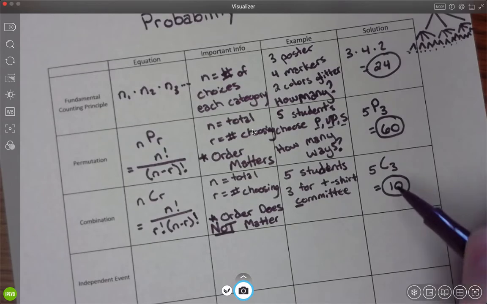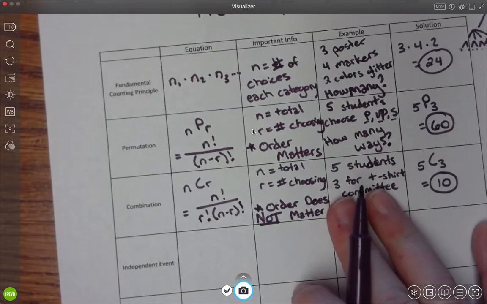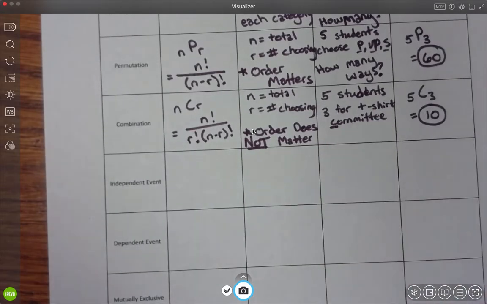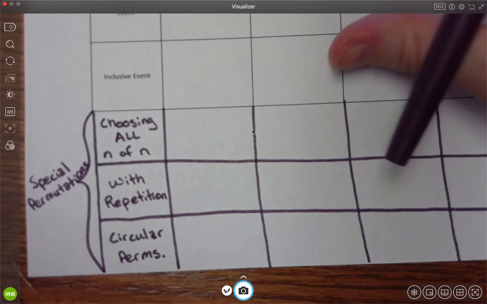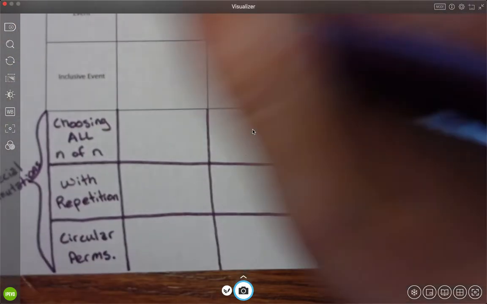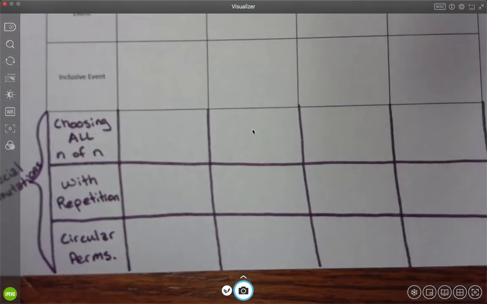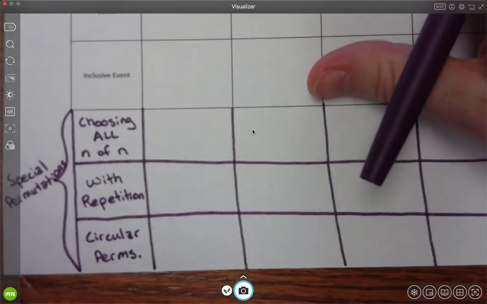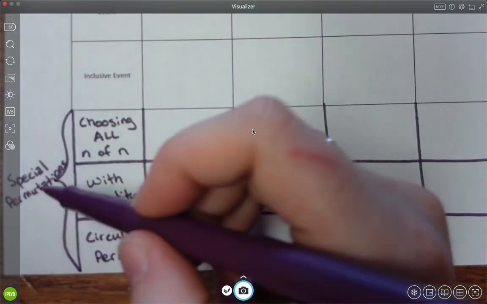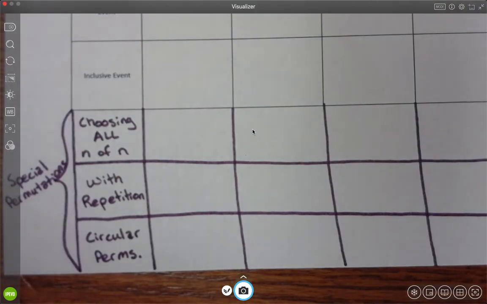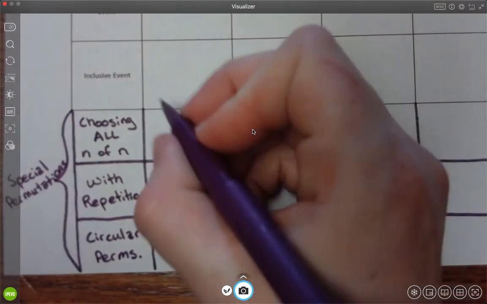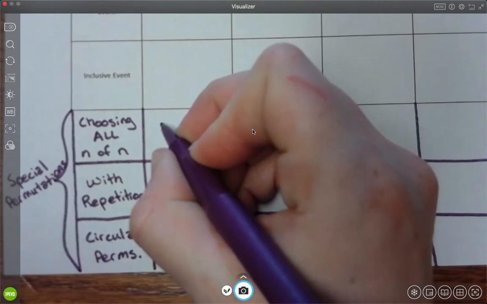Okay, so those 3 are some important formulas to know. I'm going to go down here, and these are all permutations. We're going to fill these bottom 3 out, and I'll show you how these work. So these are special permutations. The first one is choosing all n of n. This would be like a permutation where I have nPn.